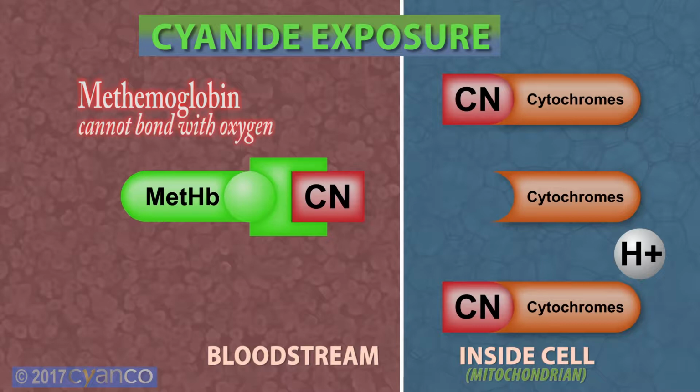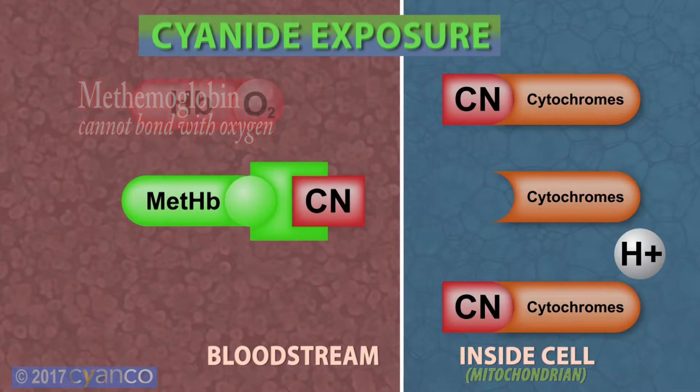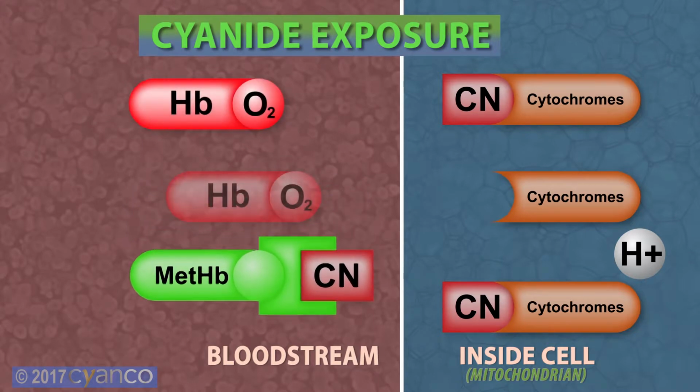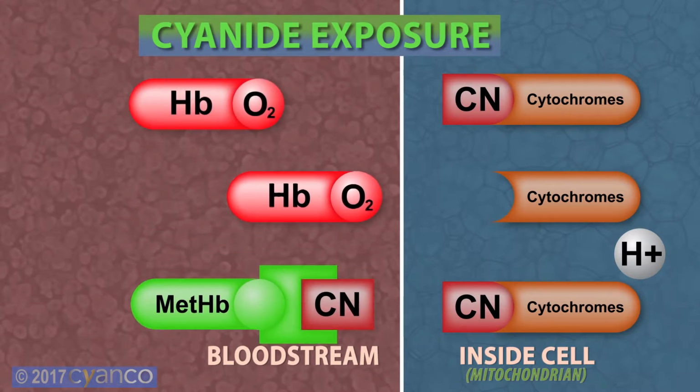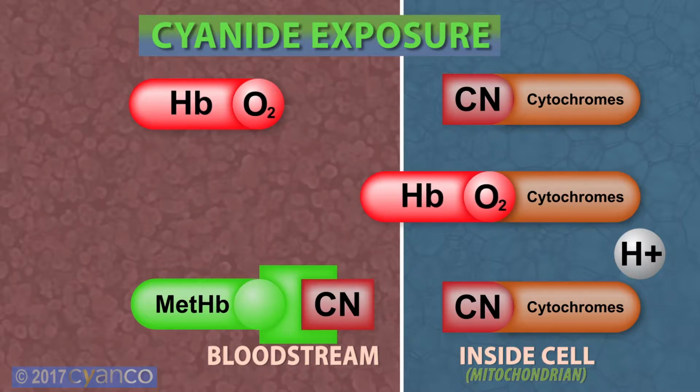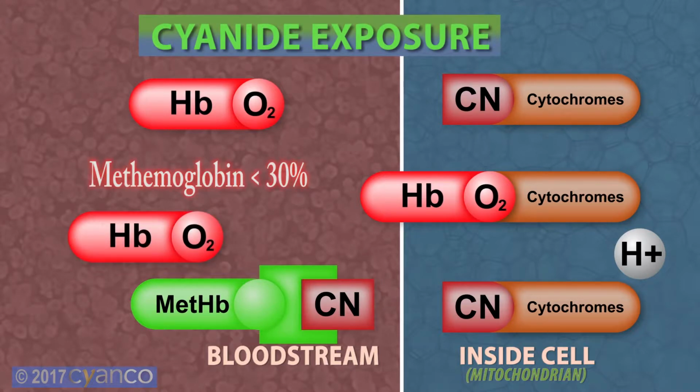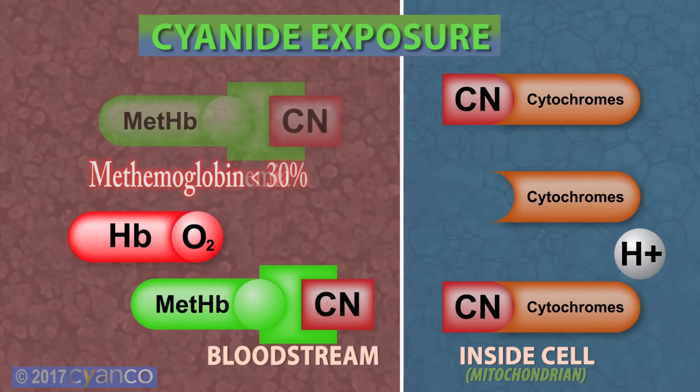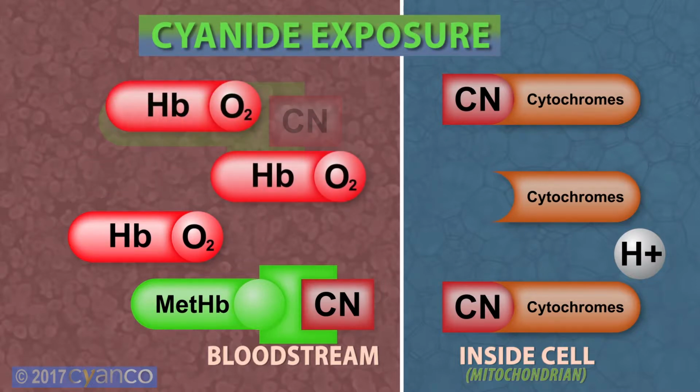However, methemoglobin cannot bond with oxygen, so there must be a balance in the blood between hemoglobin and methemoglobin in order to supply oxygen to the cells versus removing cyanide from the cells. Medical literature recommends that methemoglobin levels be less than 30% of the total to prevent adverse health effects. Too much methemoglobin is called methemoglobinemia and can be fatal on its own at concentrations greater than 70%. Patients generally have excellent clinical responses to the first dose of sodium nitrite and rarely develop methemoglobin levels above 25%.